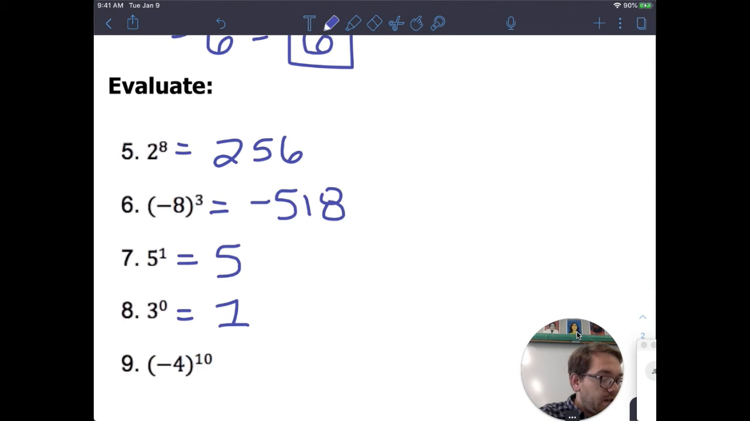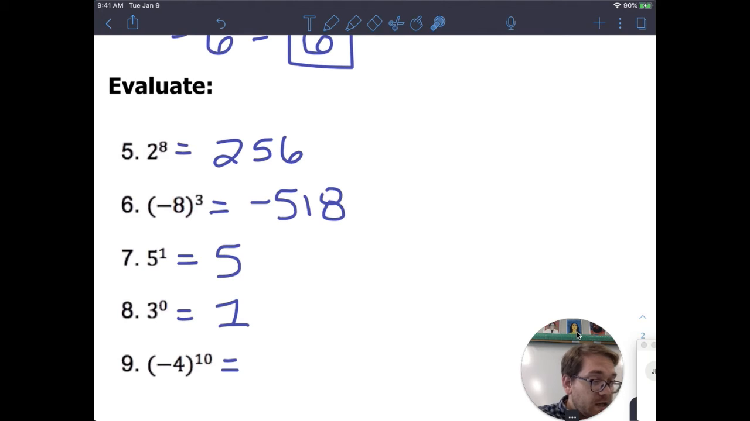All right, last one. -4 to the 10th power. Again, that -4 is in parentheses, raised to the 10th power. So if you're putting this in your calculator, make sure to put the parentheses around your -4 and then raise it to the 10th power. Be careful with that. And just like on number 6, where we had a negative raised to an odd exponent and that ends us with a negative, here we have a negative raised to an even number exponent, which means the final answer is going to be positive.